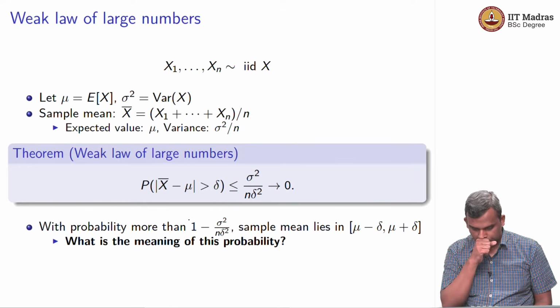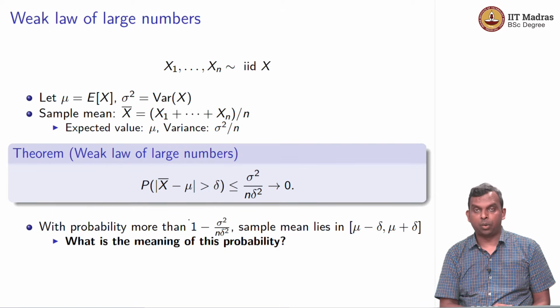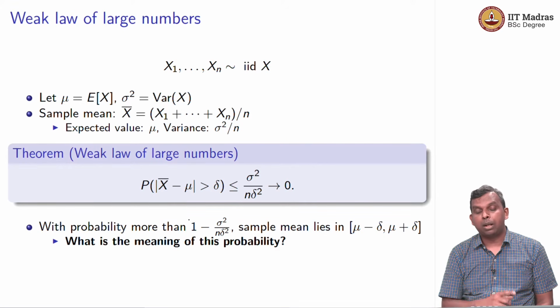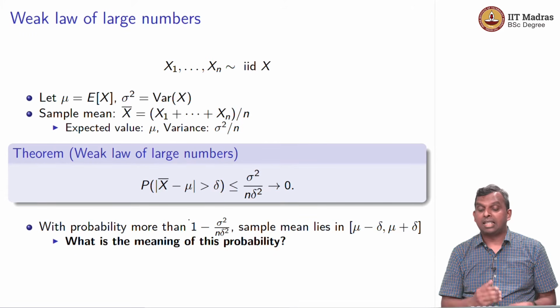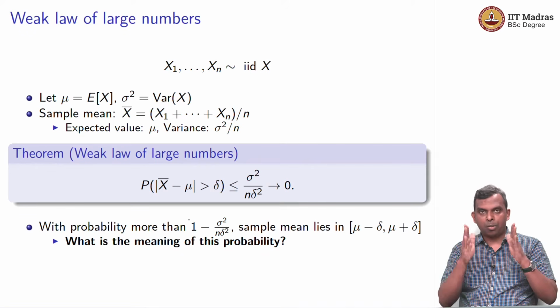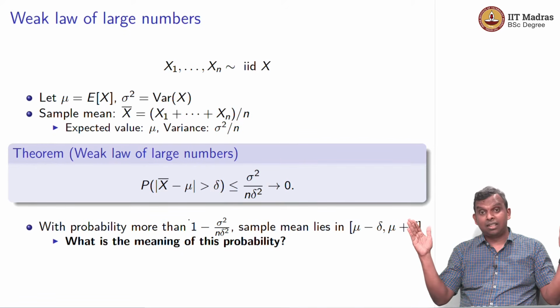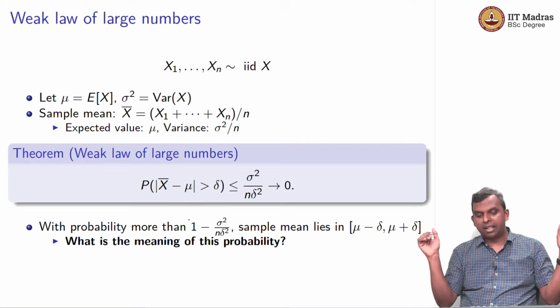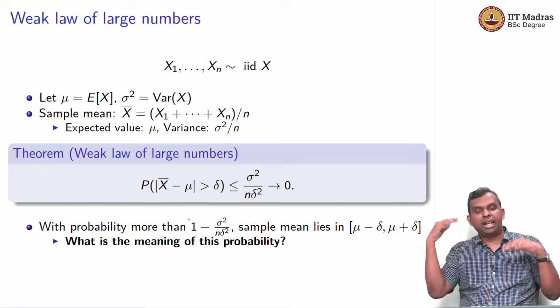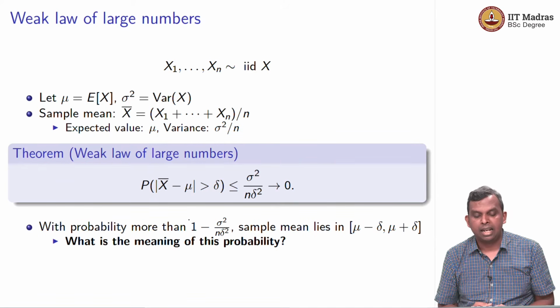Another reading of this inequality is: with probability more than 1 minus sigma squared by n delta squared, the sample mean lies inside (mu minus delta, mu plus delta). The probability that it's outside is upper bounded by sigma squared by n delta squared. So the probability that it's inside is lower bounded: it's greater than or equal to 1 minus sigma squared by n delta squared.